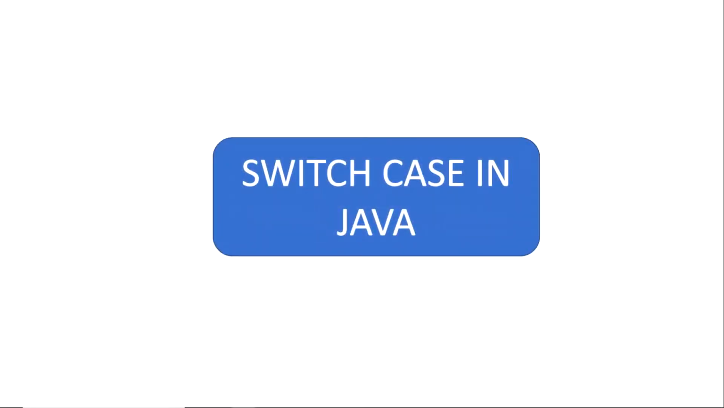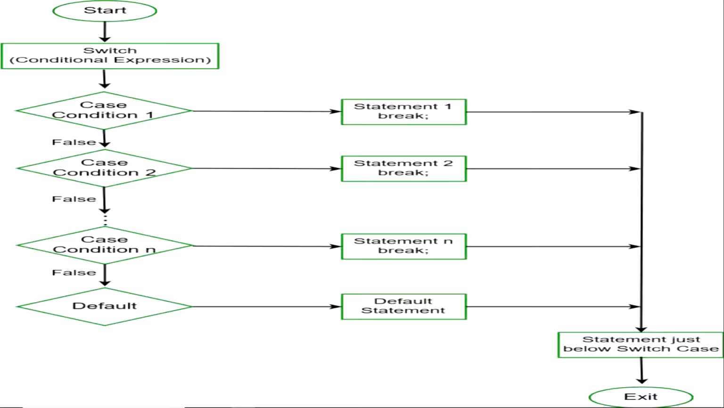Now let's look at the switch case in Java. If you look at the flowchart over here, at the start you write the switch and then you write the variable, and you write cases. In the if else if condition you write the if and then else if. Here you write different cases, case 1, case 2, case 3, whatever, and then you write the condition. Under this case you write a statement and then you break that case.